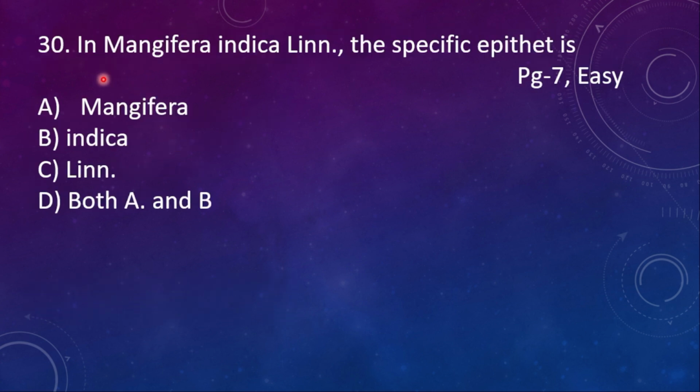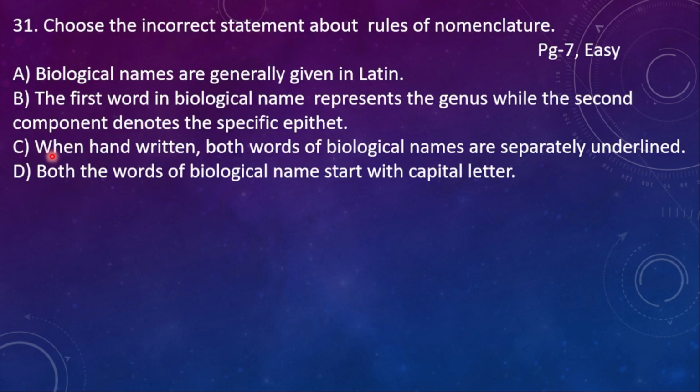30th question. In Mangifera indica Lin, the specific epithet is Mangifera. No, because Mangifera is a genus, indica is the species. Correct. Lin is the abbreviated form. So the correct option will be again B.